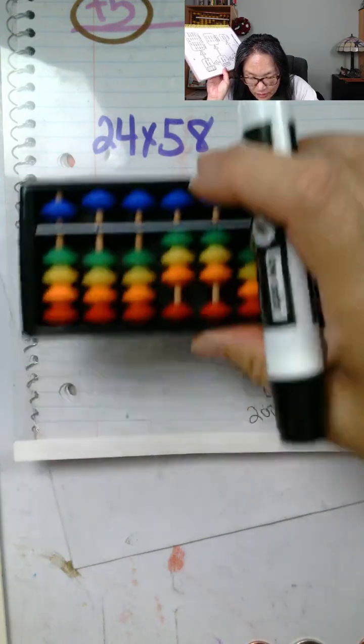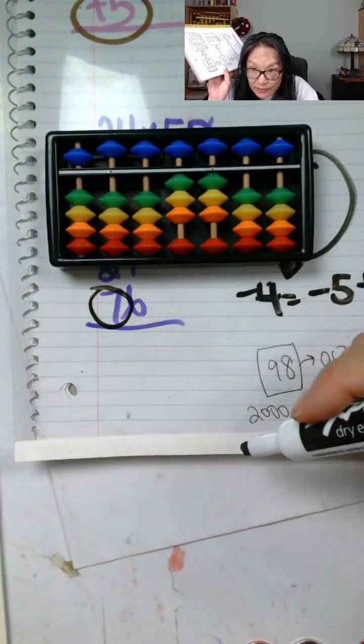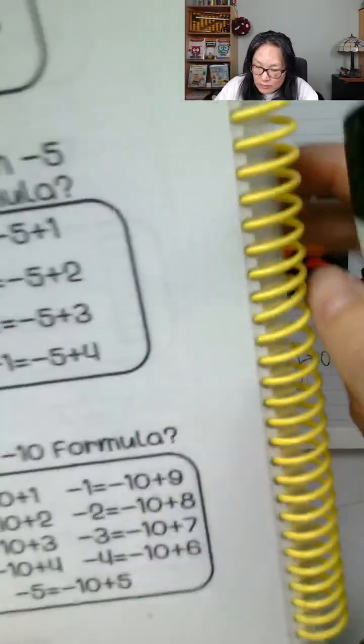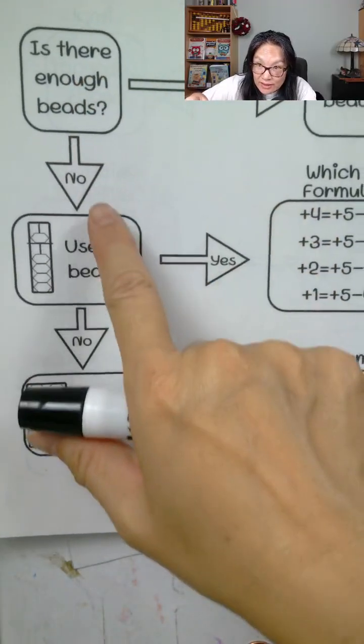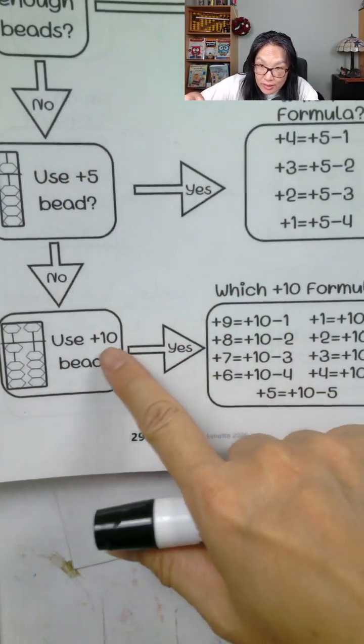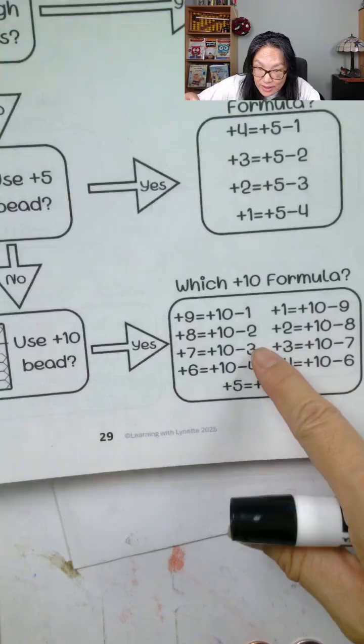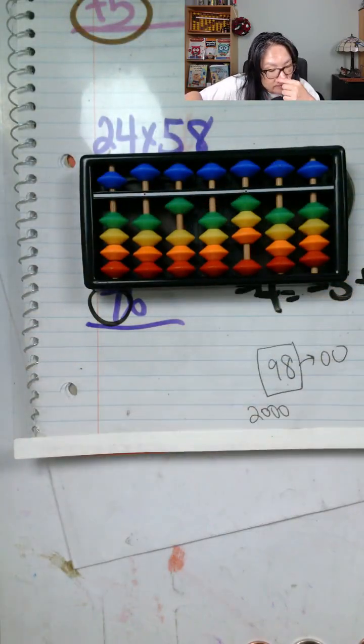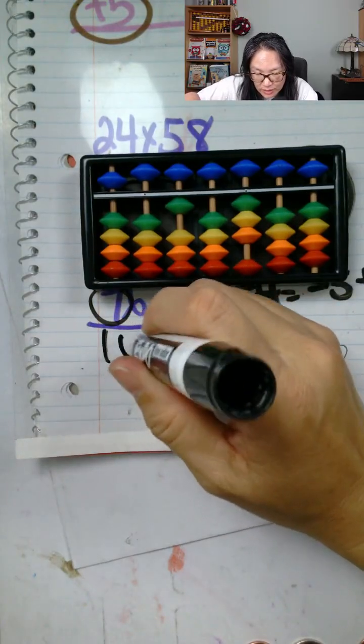And then we're going to do 7. Add the 7. Can't add the 7. Goes back to here. We cannot add the 7. Takes us to here. Plus the 7 is plus the 10 minus the 3. So my answer is 103.